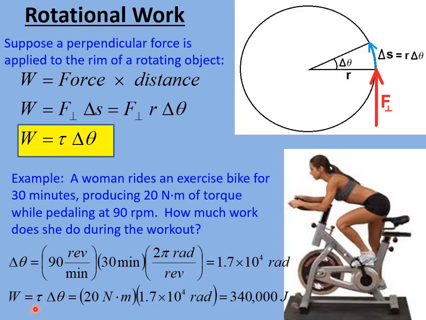And then to figure out the work, we just multiply the torque, which was 20 Newton meters, times that angular displacement, 1.7 times 10 to the 4th. And we come up with a relatively large number here, 340,000 joules.